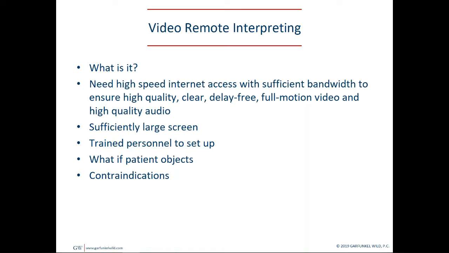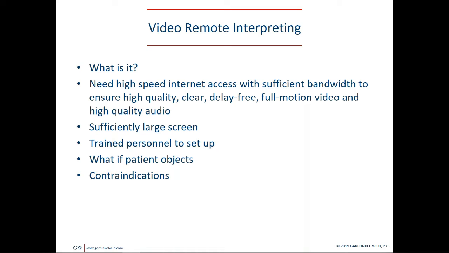By federal regulation, video remote interpreting, or VRI, satisfies your obligation to provide a qualified interpreter, provided that some conditions are met. You need to have high-speed internet access with sufficient bandwidth, right? So you have high quality audio and high quality video. The screen has to be sufficiently large. You need to have trained personnel to set up. Now, if you meet those requirements, you can use video remote interpreting.